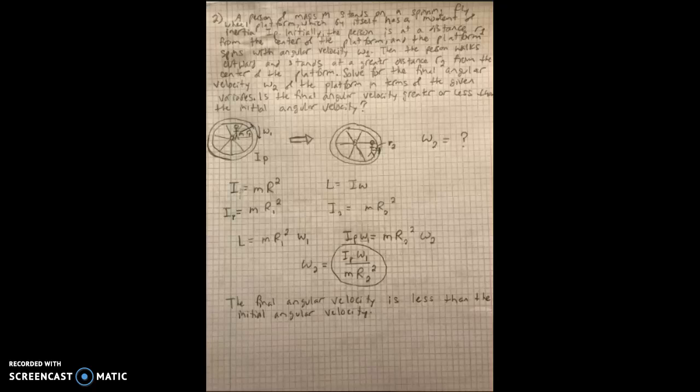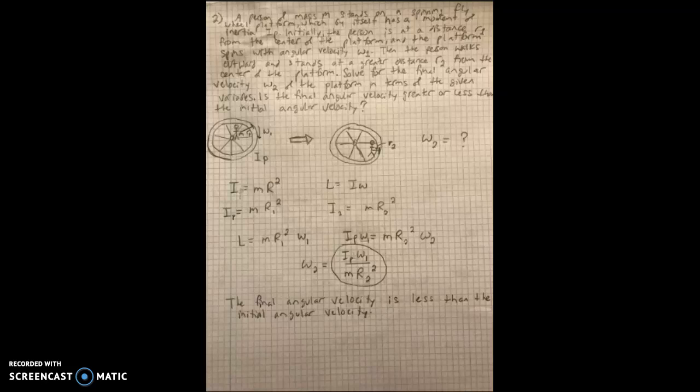Then the person walks outward and stands at a greater distance r2 from the center of the platform. Solve for the final angular velocity, omega 2, of the platform in terms of the given variables. Is the final angular velocity greater or less than the initial angular velocity?